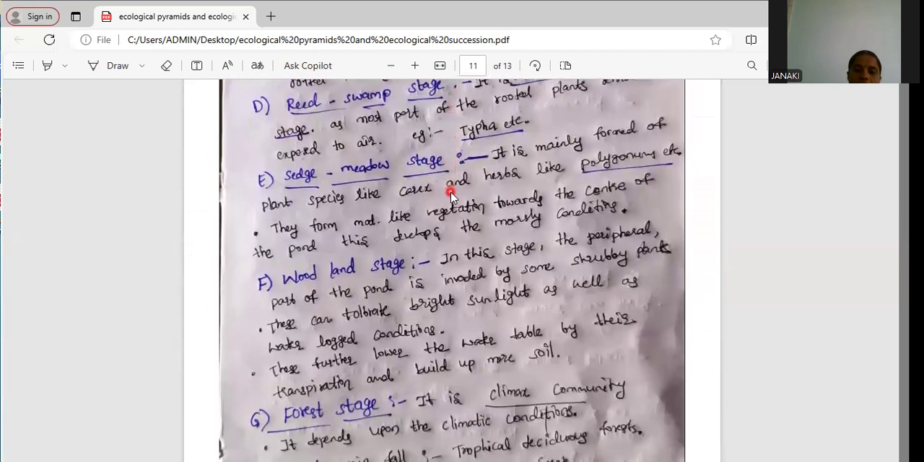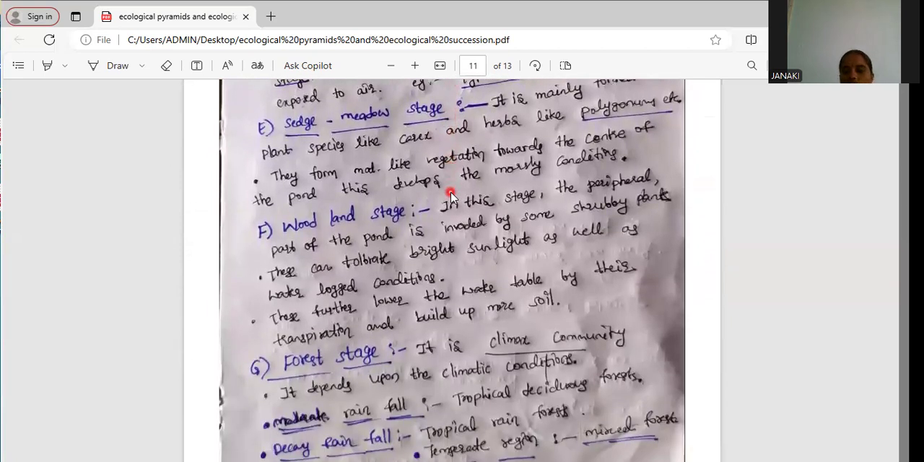Next one, woodland stage. In this stage, the peripheral part of the pond is invaded by some shrubby plants. These can tolerate bright sunlight as well as waterlogged conditions. Next, these further lower the water table by their transpiration and build up more soil.